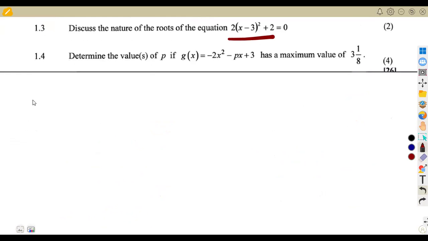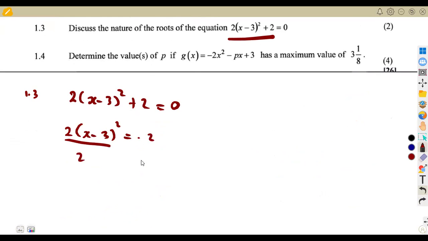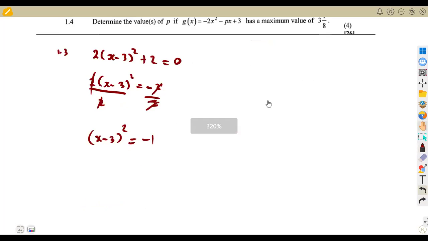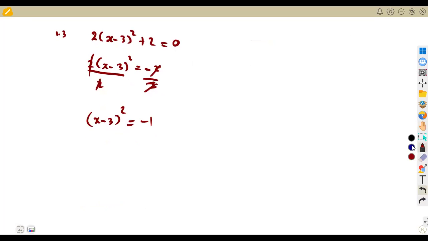All right, to discuss this, there are 2 ways that you can have if you're given this type of equation. You can try to solve it. 2 into x minus 3 squared plus 2 is equal to 0, how do you solve this? We can transpose this to the other side. That will be 2 times x minus 3 squared is equal to minus 2. Divide by 2, divide by 2 in this case. So this will be x minus 3 squared is equal to minus 2 over 2, and remember this is a negative, it's going to give us what? A negative 1.